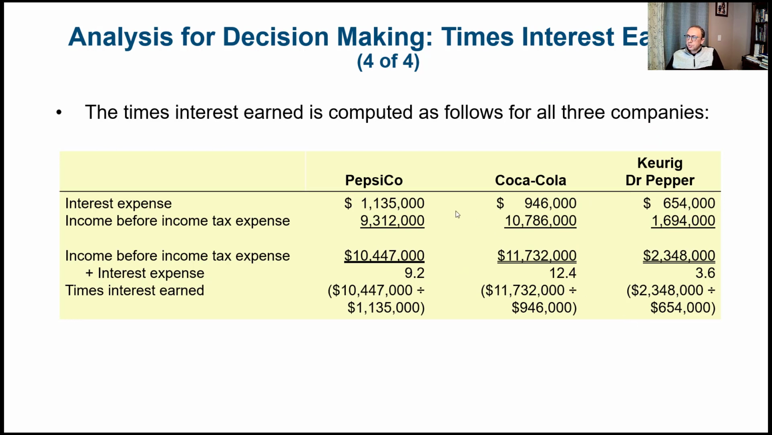By running the ratio, you can see that the times interest earned for PepsiCo is 9.2, for Coca-Cola it's 12.4, and for Keurig it's 3.6. So of course Coca-Cola has the most favorable situation, but Keurig Dr Pepper has the lowest. PepsiCo is not too far from Coca-Cola. I think it's relatively good, but it's still lower than Coca-Cola.